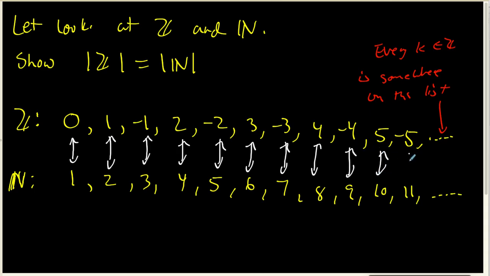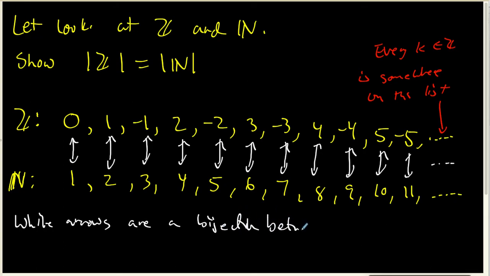These white arrows are going to be a bijection between the two sets. Now, I've not done a formal proof here, but this should convince you that there is a bijection between Z and N. And that's enough to say that the cardinality of Z is equal to the cardinality of N. Now, it turns out that infinite sets that have cardinality equal to N are pretty important in many areas of mathematics, and they behave very differently than infinite sets that do not have the same cardinality as the natural numbers.